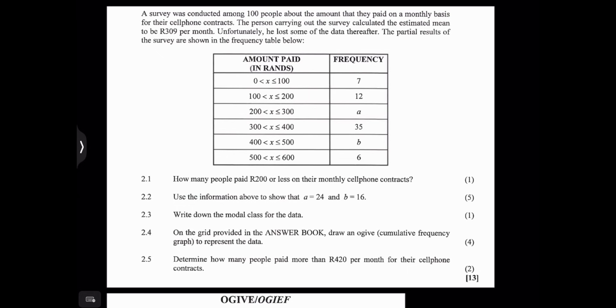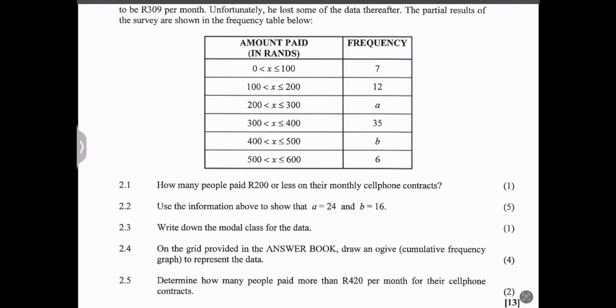Right, now, first of all, they ask us how many people paid 200 or less in their monthly cell phone contract. Okay, so if you look at that, we've got less than 200, we've got 12 people, right? Between 100 and 200 there. But we also have between 0 and 100, which is 7 people. So that means that all in all, those who are paying 200 or less in this case would be 12 plus 7, and so that would be 19 people.